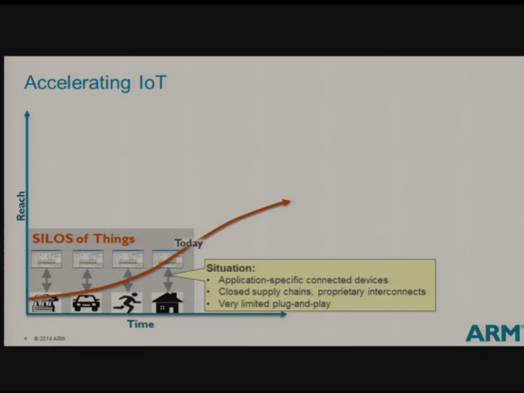Well, let's say you want to write different software for that device. Very difficult. Or if you want to produce a different device to work with that software. In other words, interoperability isn't where we want it to be. So that results in closed supply chains, proprietary interconnects, and very limited plug and play.